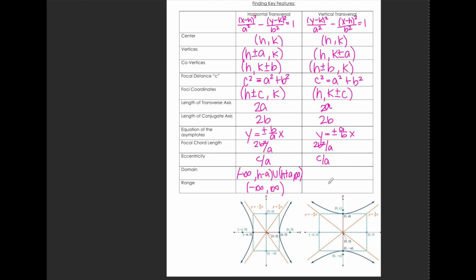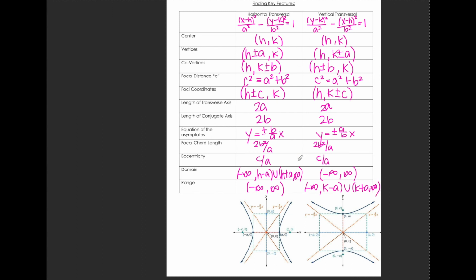For the domain and the range of the vertical hyperbola, for the domain, that's my x values. This thing is going to stretch all the way across and touch every x value. So my domain is going to be negative infinity to infinity. And then the range is going to be similar to the domain of the horizontal hyperbola. So for the range here, I can see that I'm going to be from negative infinity to this vertex, and then from this vertex to positive infinity. So I'm looking at the y coordinate of this vertex. So I'm going to be from negative infinity to k minus a, and then k plus a to positive infinity.